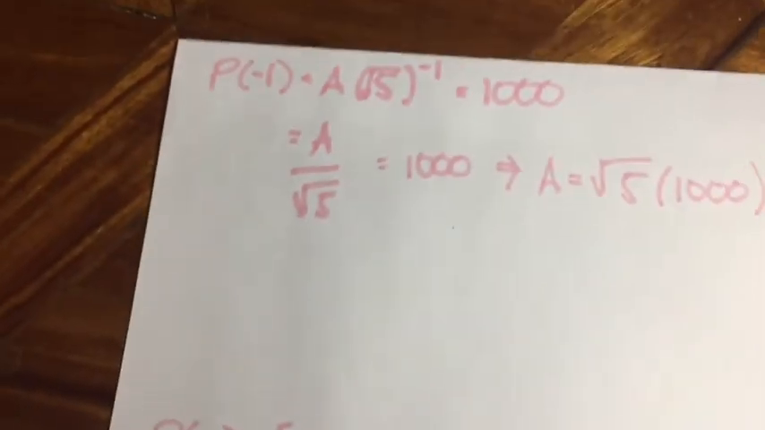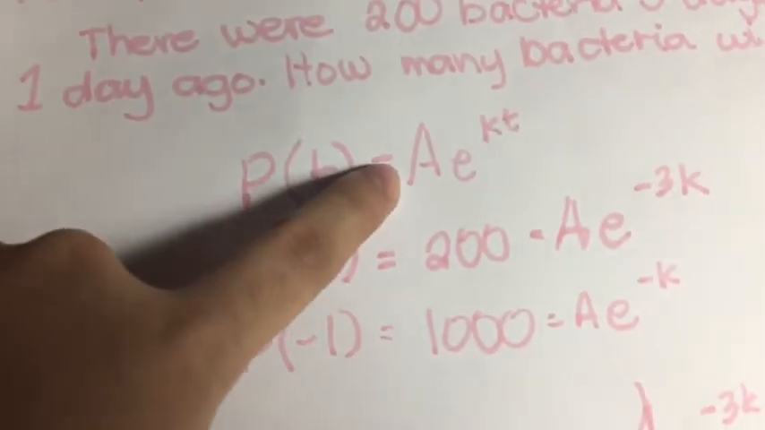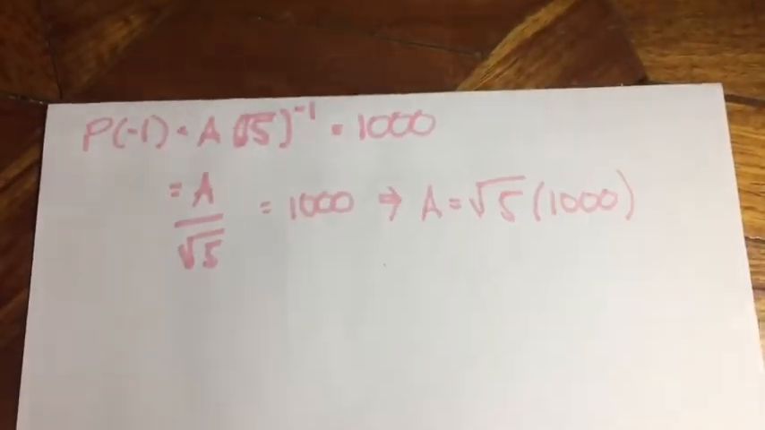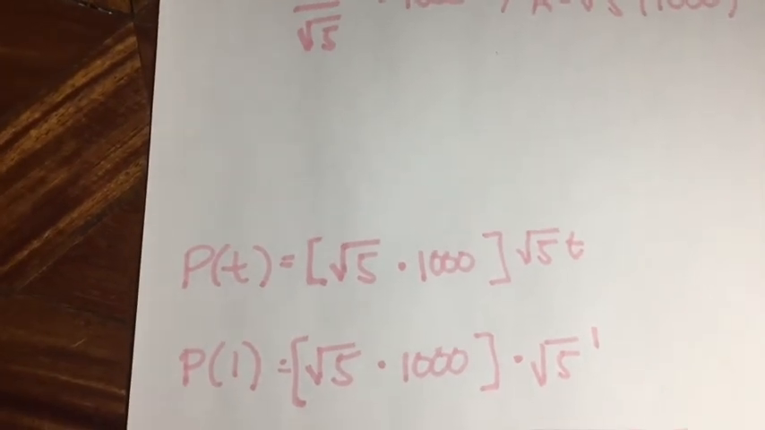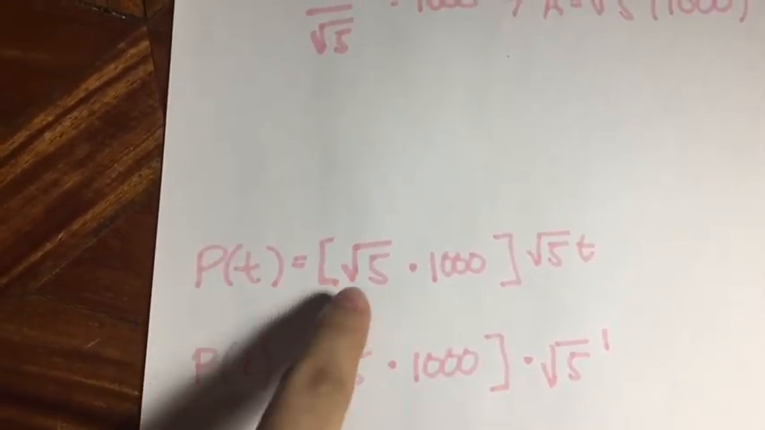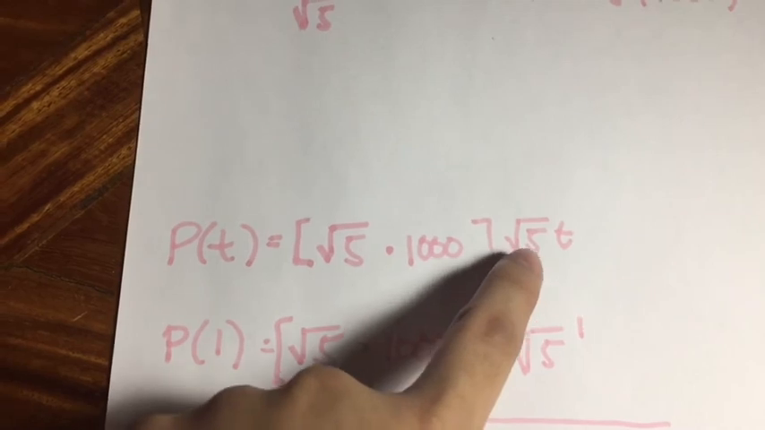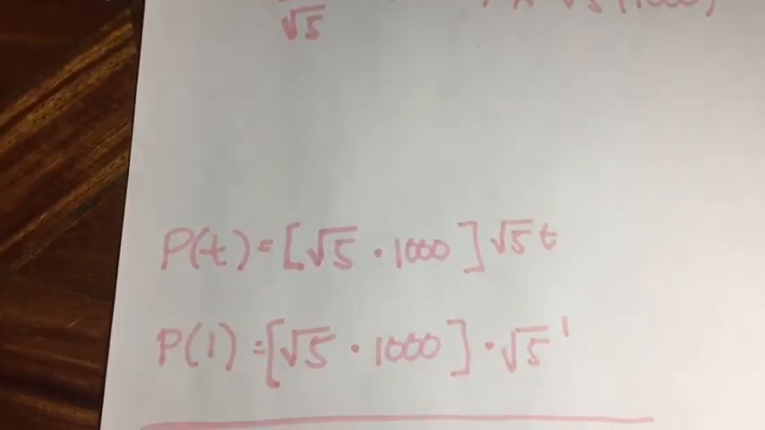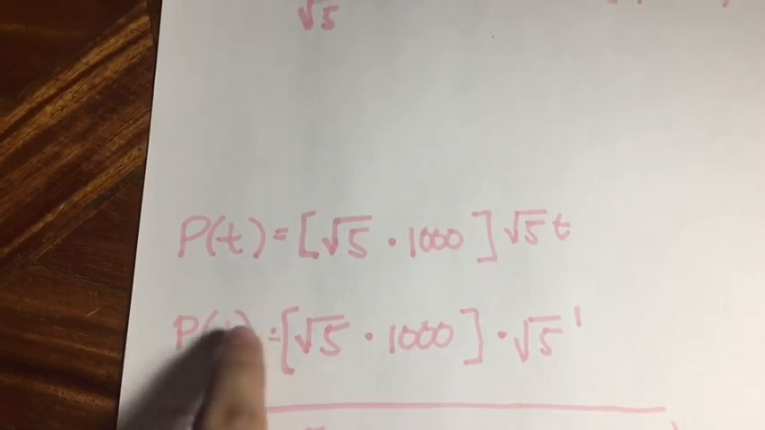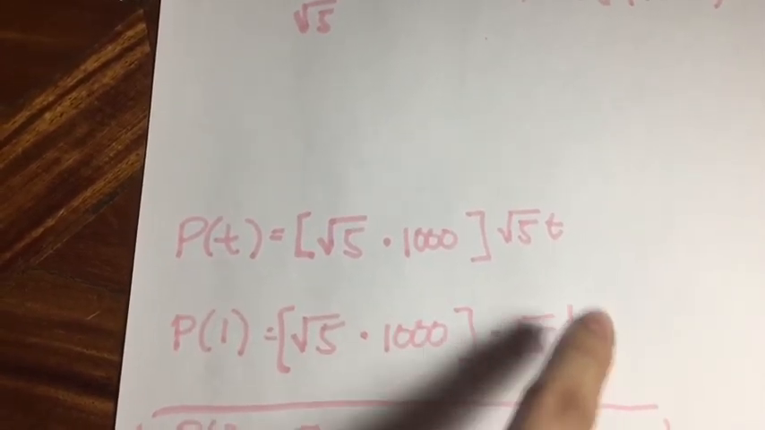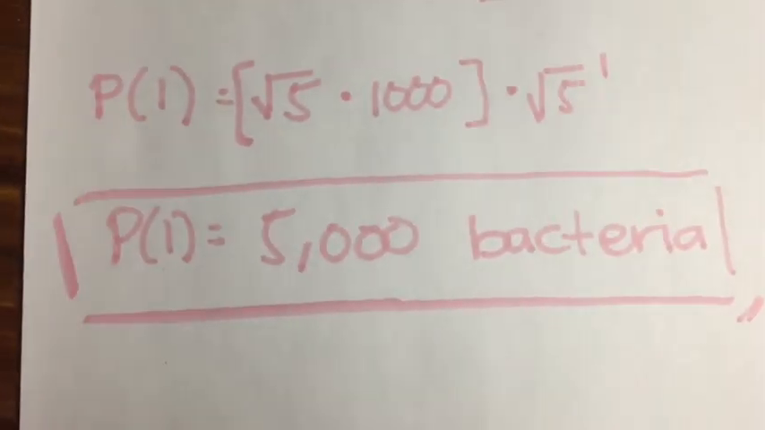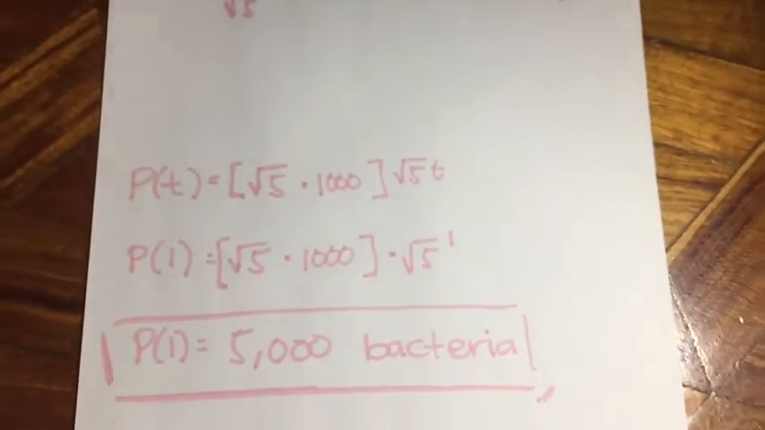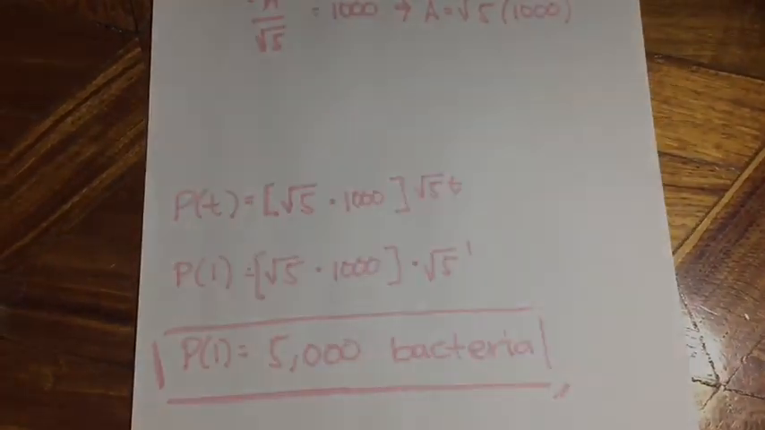So now you already know what A is, and you already know what k is. All that being said, we can now find the final answer. P of t is equal to square root of 5 times 1000, which is the A, times square root of 5 raised to t. Since we're going to substitute t with 1, the time over here is 1. So our final answer is that the next day there would be 5,000 bacteria, and that is the exponential growth.